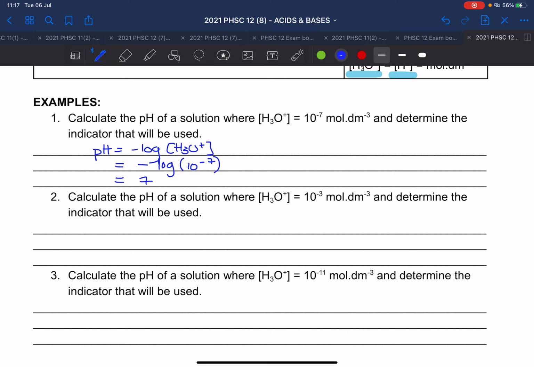Jy kry 7. Okay, want log is 10 tot die mag. En jy het minus 10 tot die mag. Goed, so 7. pH van 7, beteken jy moet watter indikator gebruik. Which indicator should you have used? Check the list at the top. Broomtimol blou, BTB. Or you could have used litmus paper as well.